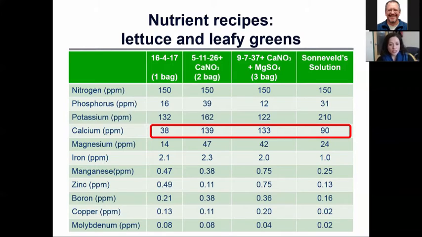One of the things we need to pay attention to is that with the one bag system, the first column, you can see that the calcium's on the low side. I tested it in my greenhouse and we grew lettuce. The lettuce grew very well. So it does work, but the two bag system seems to provide a little bit faster growth, and it also seems that, especially for lettuce, the two bag system gives you a greener crop.